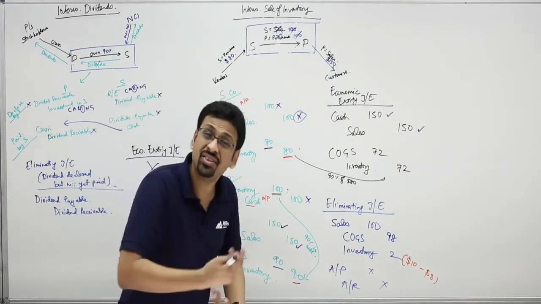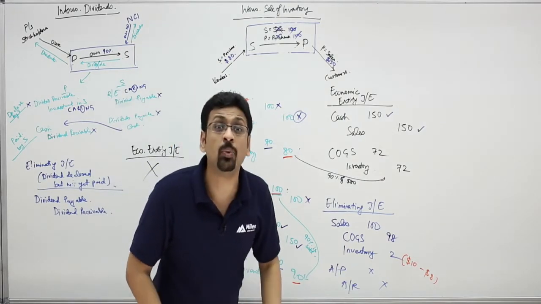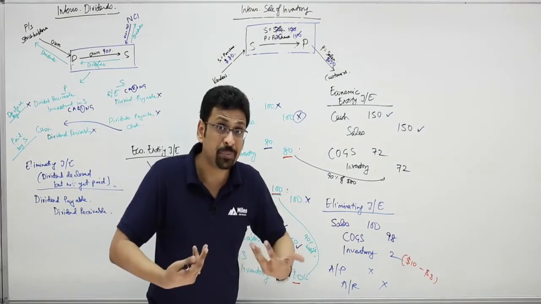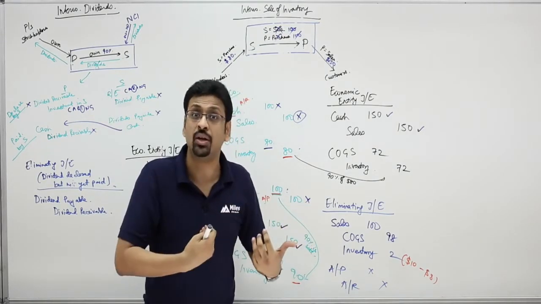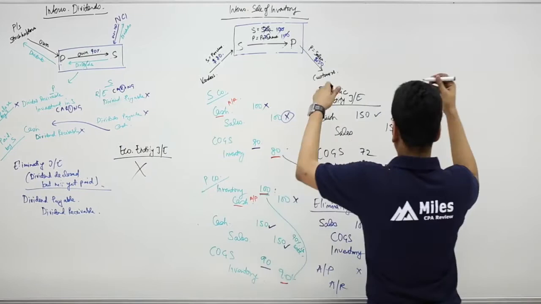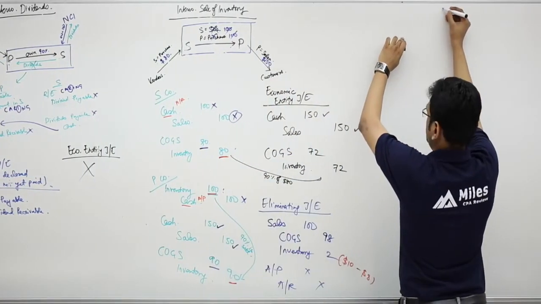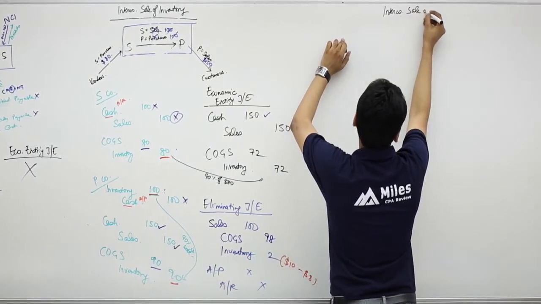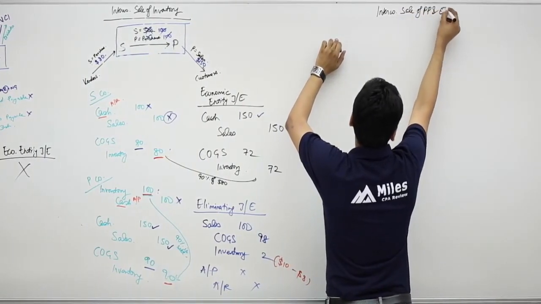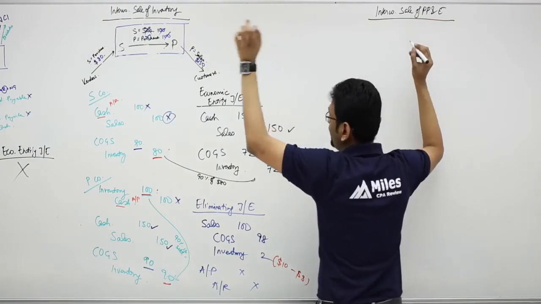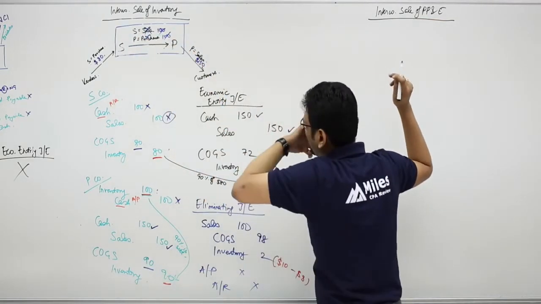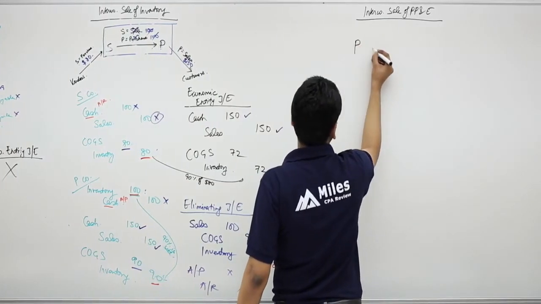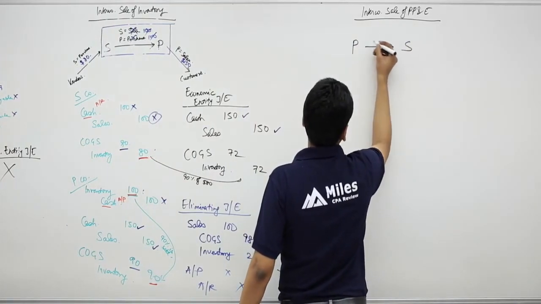And let's look at another simple intercompany transaction, and now we're talking about intercompany sale of PP&E, where the parent or the subsidiary is selling PP&E to each other. So here we have the subsidiary selling goods to the parent. Let's change it a bit and let's say the parent is selling PP&E to the subsidiary.